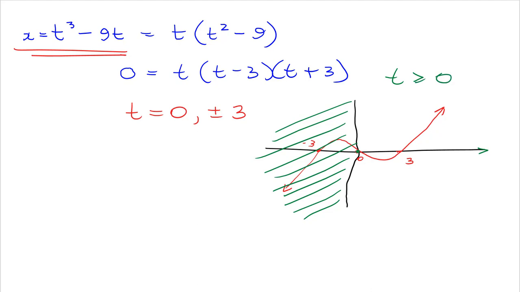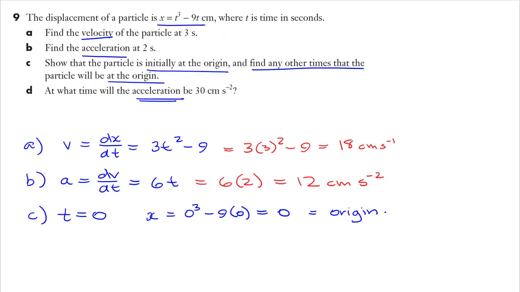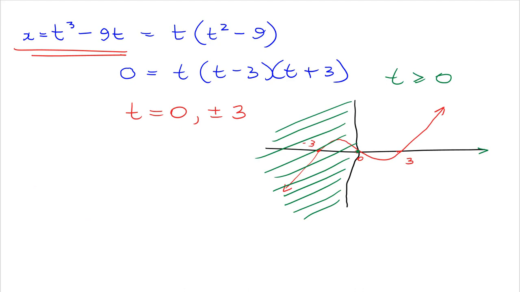So to answer that question, if we go back, find any other times that the particle will be at the origin, mathematically minus 3 is a solution, but the correct solutions will be 0 seconds and 3 seconds. So really 3 seconds is the other time.